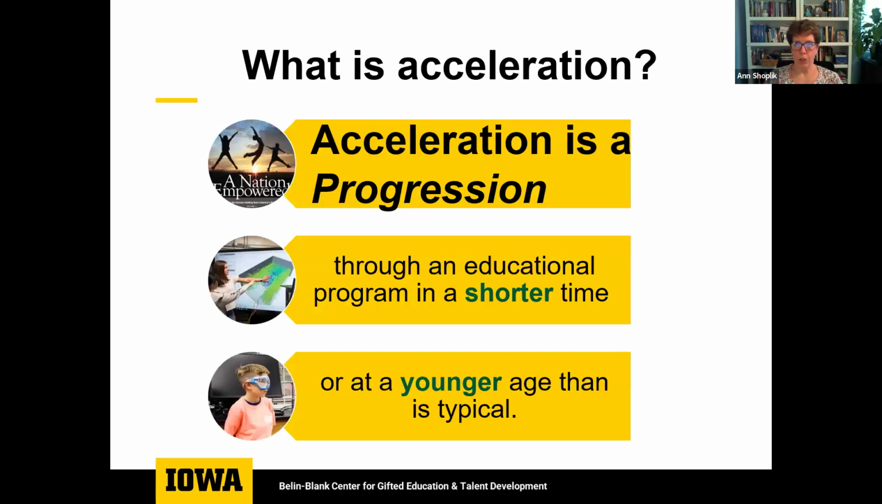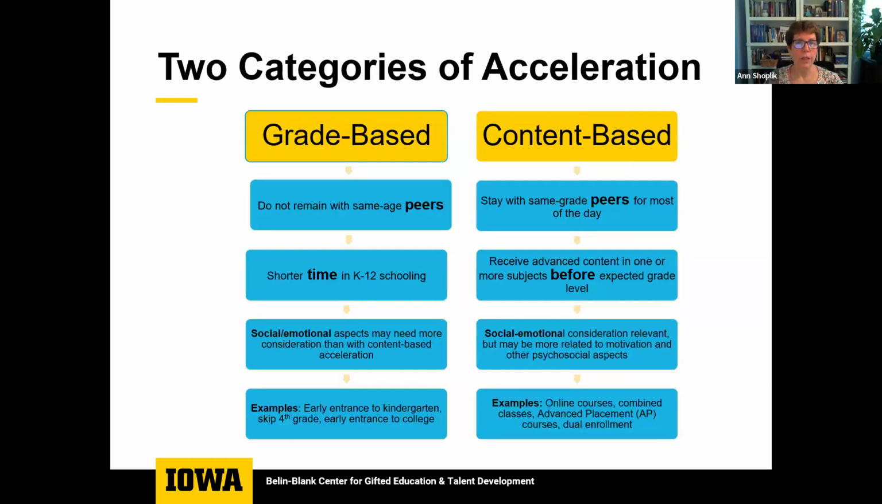So let's make sure we're all talking about the same thing and think about a definition for acceleration. Acceleration is a progression through an educational program in a shorter period of time or at a younger age than is typical. Most of the time, students are able to move through things a little bit faster than other students their age. But if we have early entrance to kindergarten, they'll do school in the same number of years, but they would be starting at an earlier point in their lives.